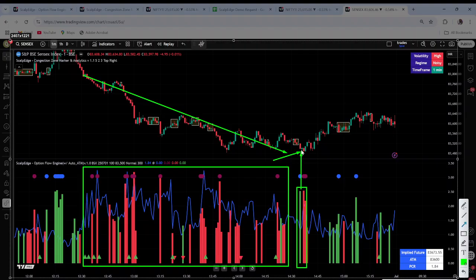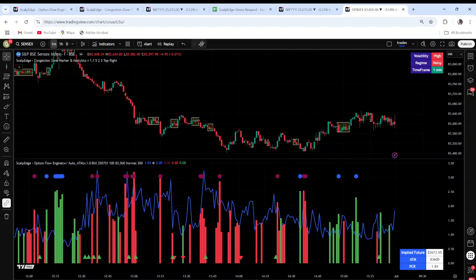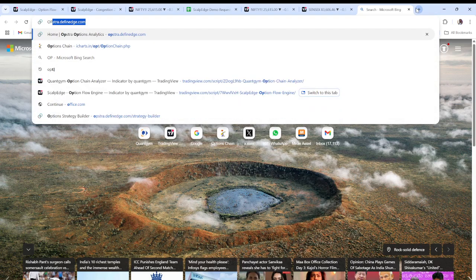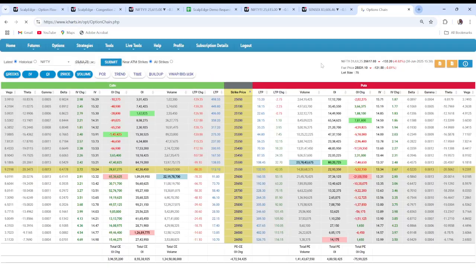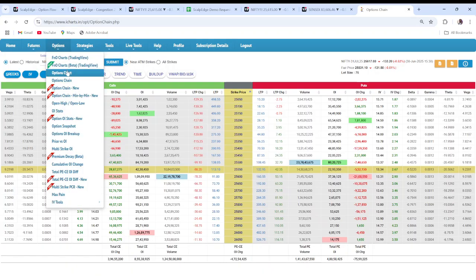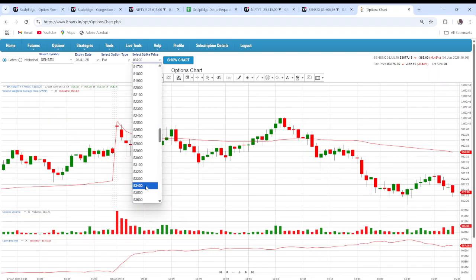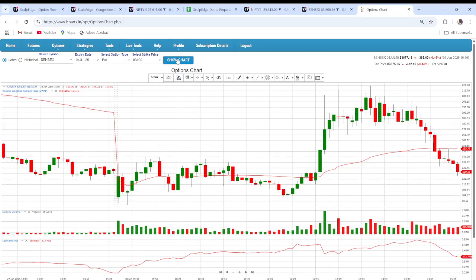So for example, we are at somewhere around 83,480-490. So the 83,400 put would be something I will look to sell at 240. Let's see what the person did. Options, option charts, Sensex, put, 83,400, right? At 240 the operator has sold this.